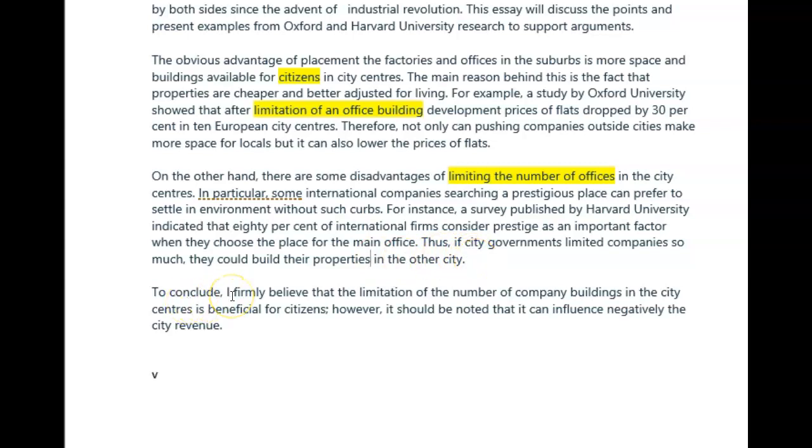Okay? So to conclude, I firmly believe that the limitation of the number of company buildings, we're trying to avoid limitation, so let's say restricting the number of company buildings in the city centre is beneficial for its citizens, as it will improve the quality of their life, as it restores the inner city to shops and schools, or gives more space for schools, something like that. However, it should be noted that this could negatively influence the city revenue and rental income, something like that.